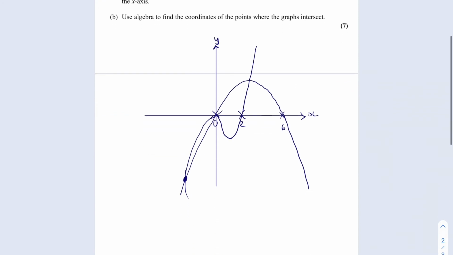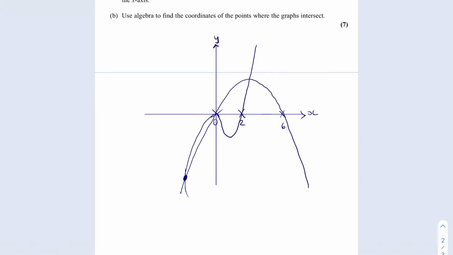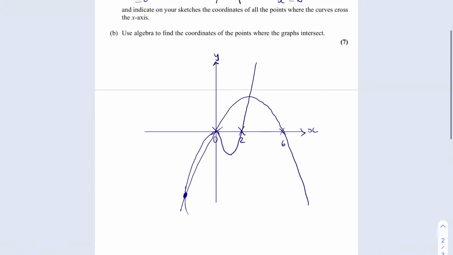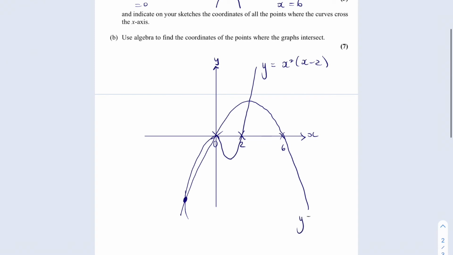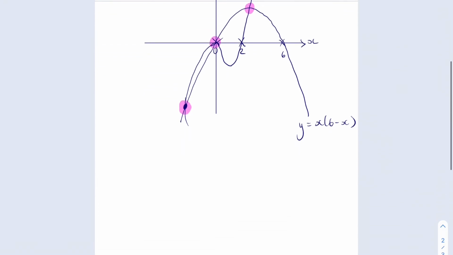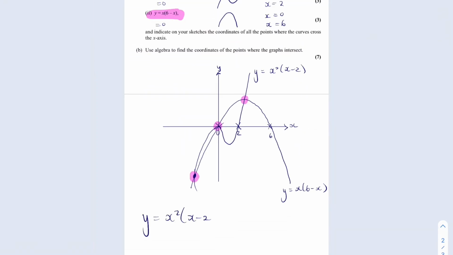And in part B, I have to use algebra to find the coordinates of the points where the graphs intersect. So we've got, this one is y equals x squared times x minus 2. And this one is y equals x times 6 minus x. And I'm going to highlight the 3 intersection points. Okay, so y equals x squared times x minus 2, y equals x times 6 minus x. I'm writing those down again because I'm presenting them now as simultaneous equations.